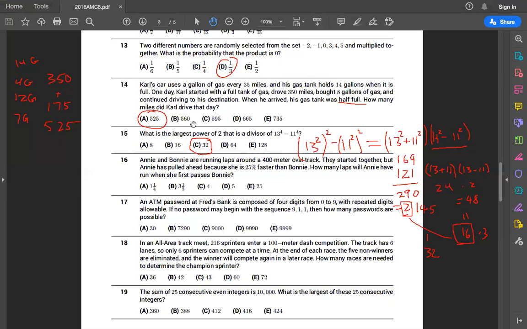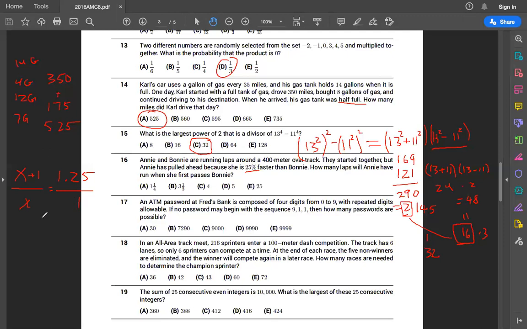So we have Annie and Bonnie who are running laps around a 400-meter oval track. They start together, but Annie runs 25% faster, so she's pulled ahead. And we want to know how many laps she'll have run when she first passes Bonnie. So when she does pass Bonnie, she'll have run x plus 1 laps if Bonnie has run x laps. And this ratio also has to reflect the fact that she's 25% faster. So that's 1.25 over 1.